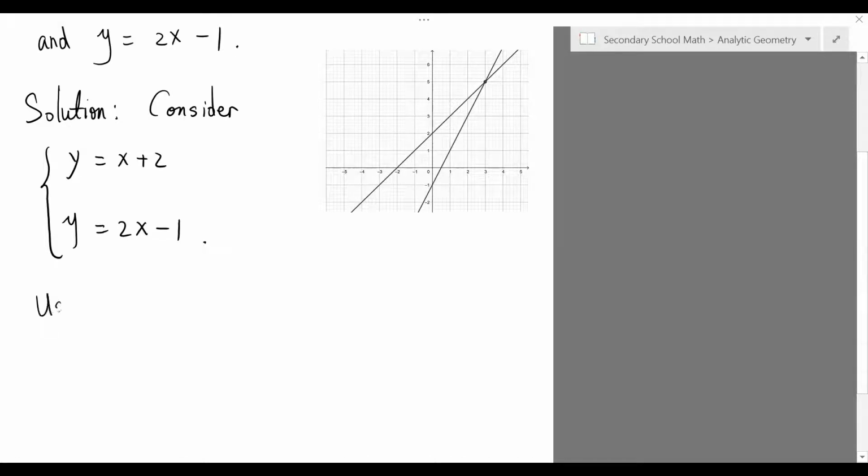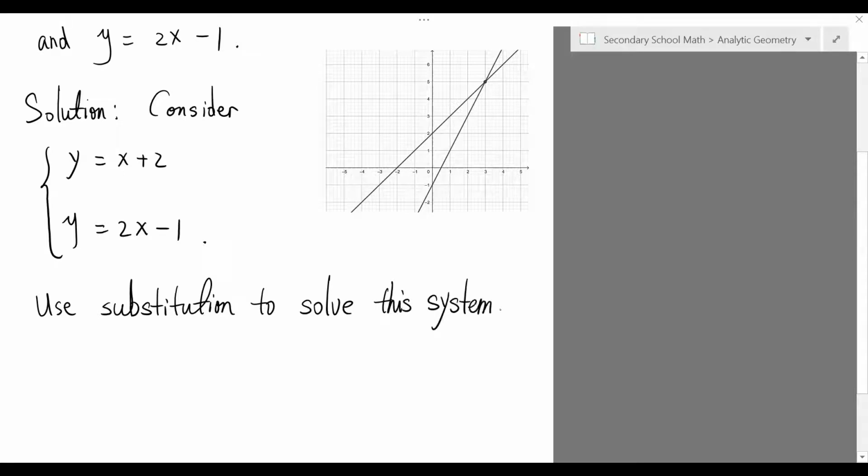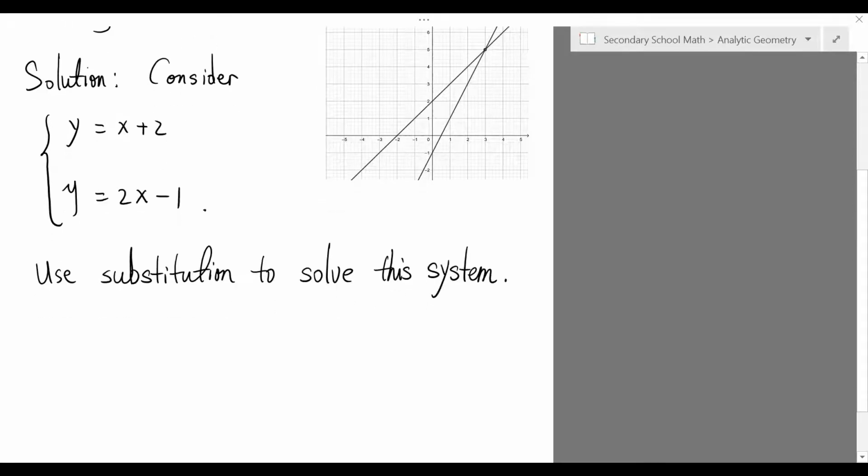Therefore, we would start to solve this system. We would use the substitution method to solve this system. All right, and specifically, from the second equation, for instance, we know that y is equal to 2x minus 1. Hence, we could plug this expression into the first equation to replace the y in the first equation, and we will end up with an equation of just one variable.